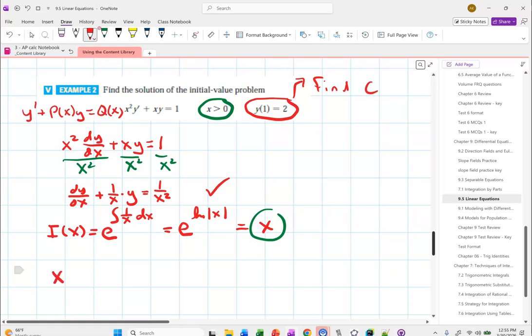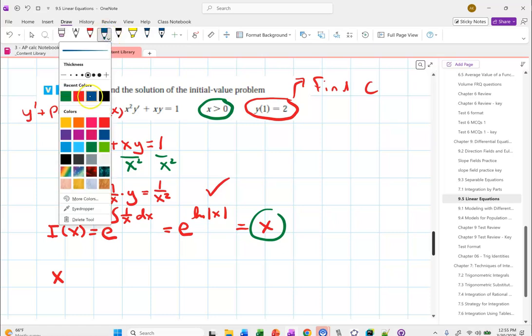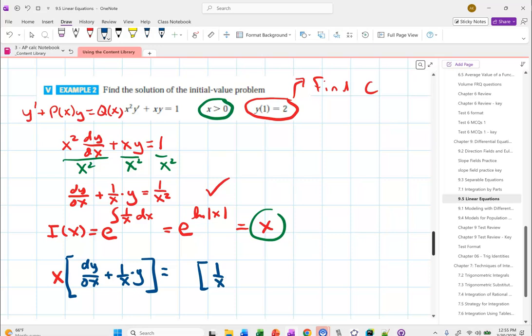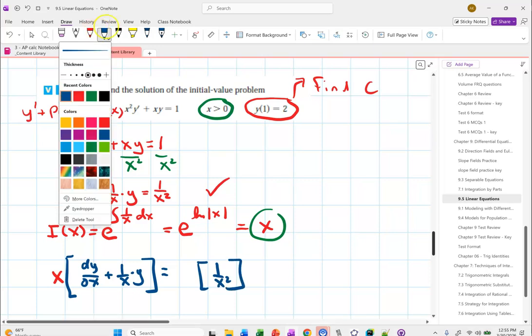So I'm going to do then x times dy dx plus 1 over x times y. Oh, I'll just do equals x times 1 over x squared.